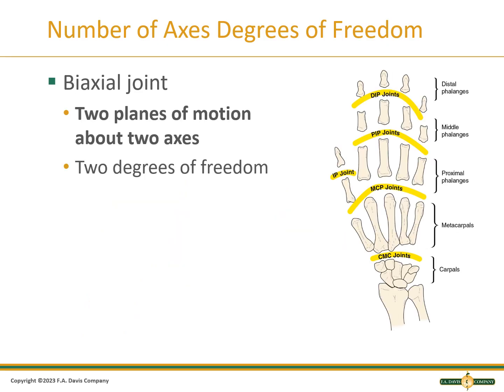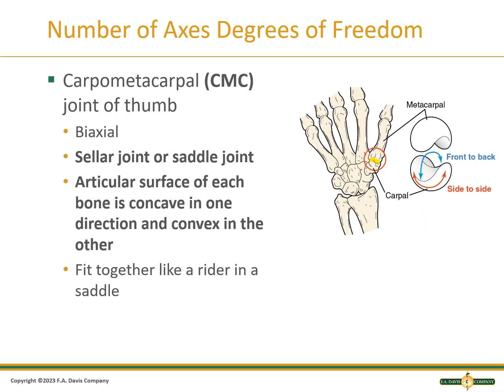Biaxial joints have two planes of motion about two axes, and so have 2 degrees of freedom. We can see an example of this in the MCP joint of the fingers. Where your hand meets your fingers, you have the metacarpophalangeal joint, which can move in both flexion and extension, which would be 1 degree of freedom, and then abduction and adduction, which would be your 2nd degree of freedom.